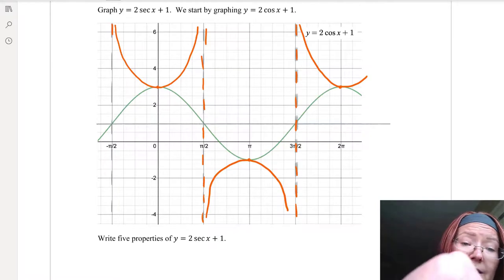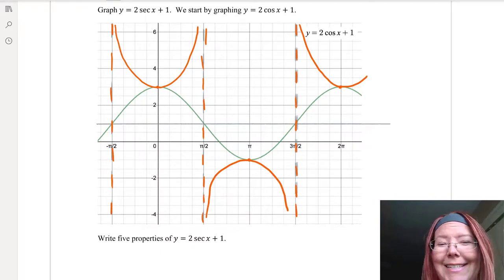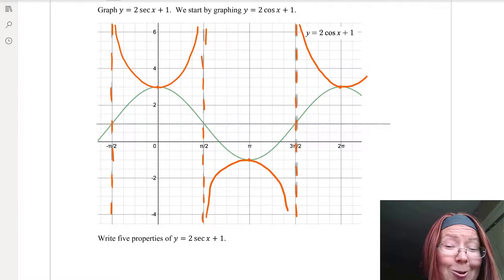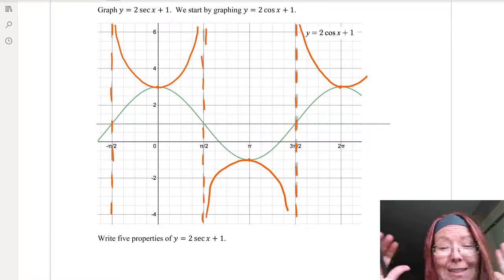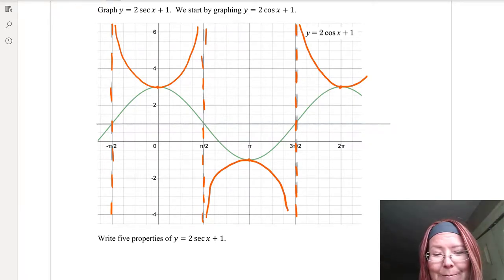I'll tell you a little trick when you do this. It sometimes helps to take an old-fashioned pencil and sketch in the sine or cosine curve, and then draw the secant or cosecant curve in pen, and then just go through and erase your pencil so it's very light on your graph and you can clearly see the graph of the reciprocal function.